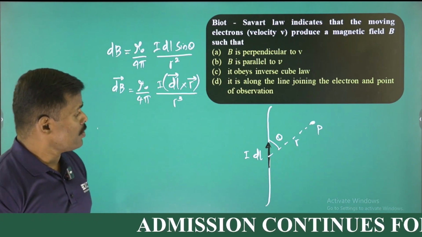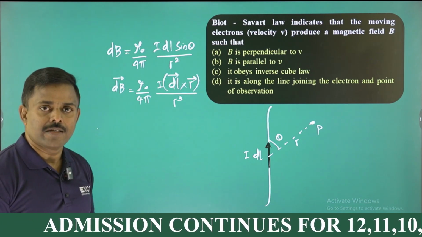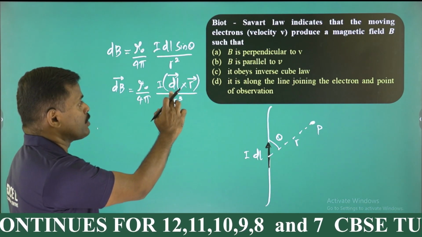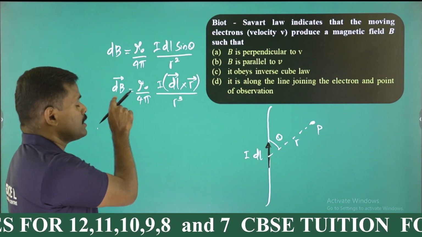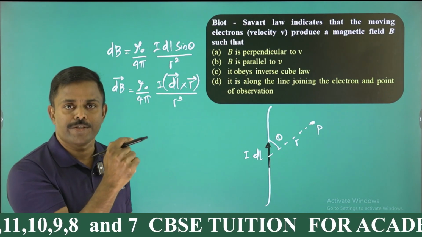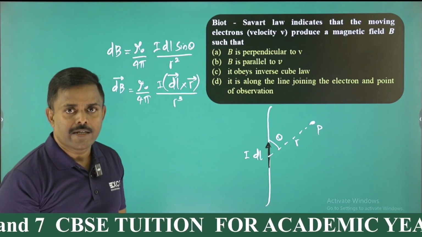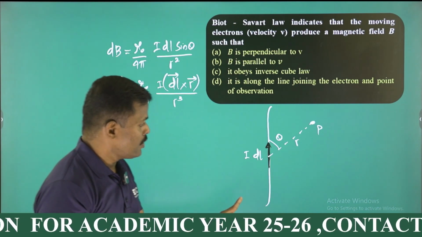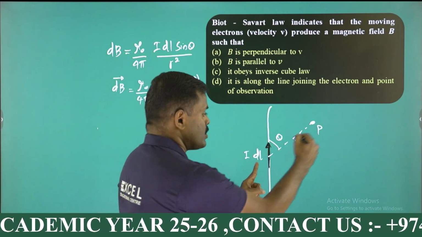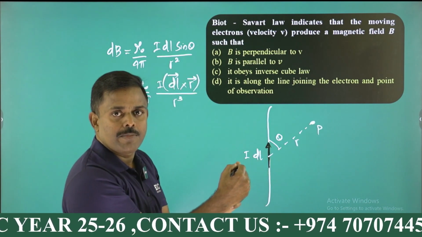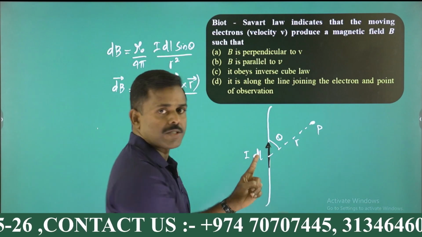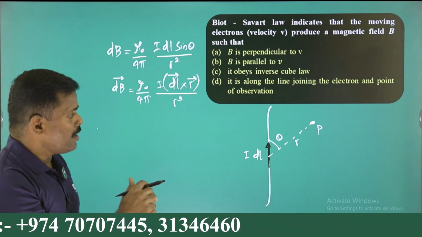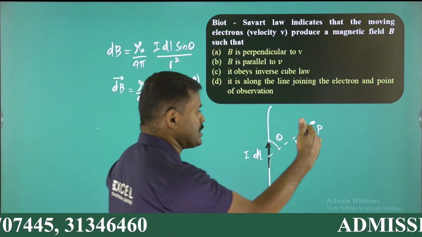So what is the direction of that magnetic field? You can find this mathematically because as per the rules of cross product, this should be in a direction perpendicular to both dl and r. The direction of dB should be perpendicular to both dl and r. dl is on the board, r is also on the board, so dl cross r must be into the board. You can use the right hand rule, the right hand screw rule. So basically the magnetic field is into the board.